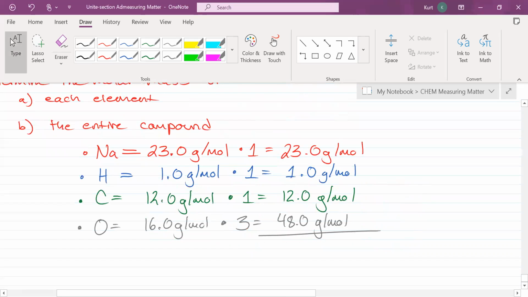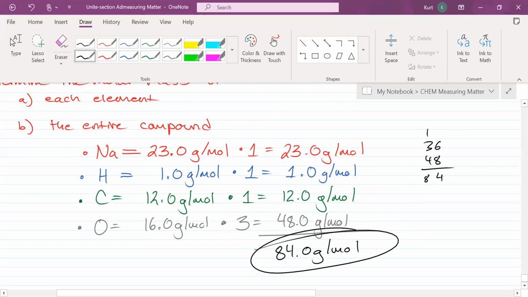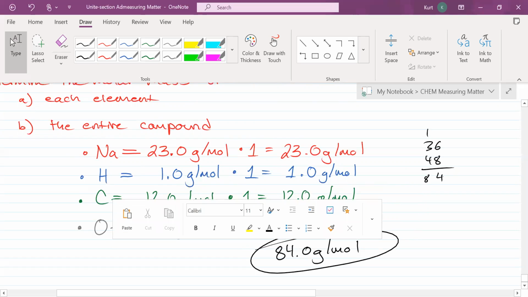Okay, now, you guys now have all their individual molar masses. Let's add that up. Let's see if we can do mental math here. We got 23 plus 12 is 35, plus 1 is 36. What's 36 plus 48? Yep. Okay. That's the total molar mass, 84 grams per mole. Terrific. So you now have the molar mass.